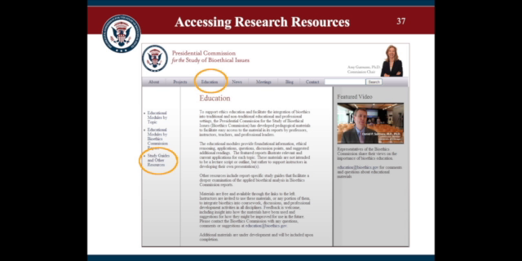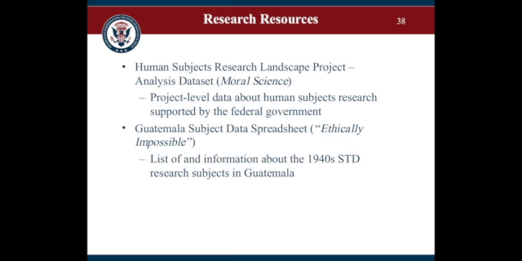Like the other educational materials you've heard discussed today, these materials can be located on the education page at bioethics.gov through the study guides and other resources link that you see circled here. There, you'll find 2 products under the Research Resources heading.